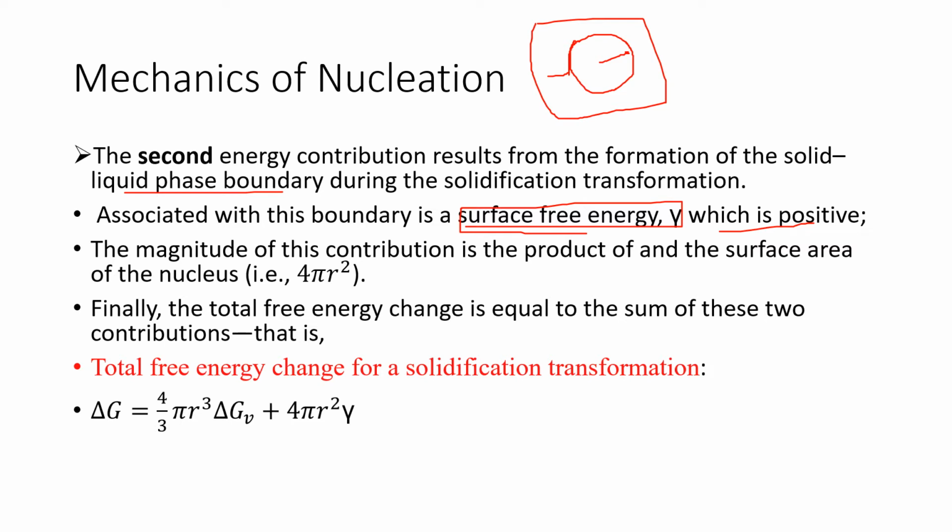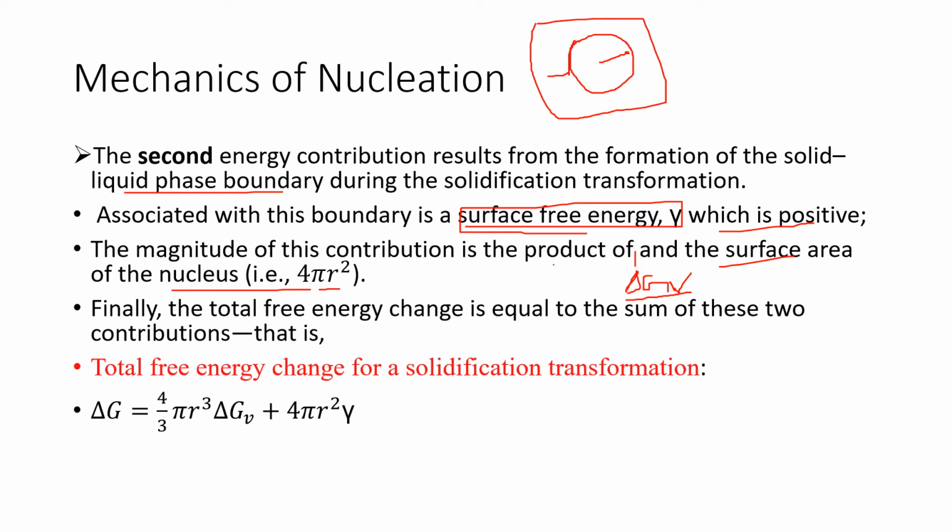The magnitude of this contribution is the product of gamma and the surface area of the nucleus. The surface area of the nucleus is 4 pi r square.